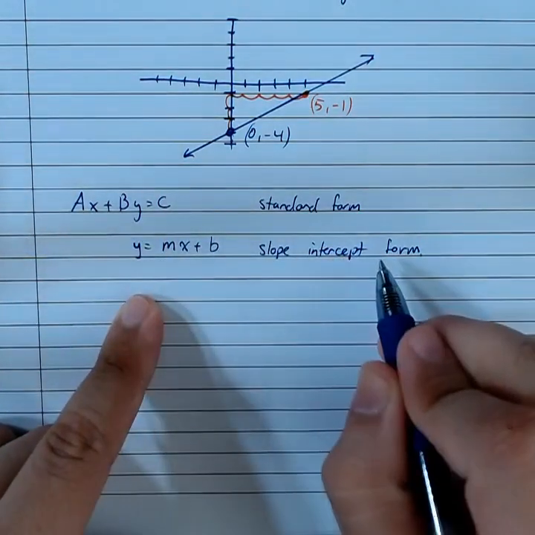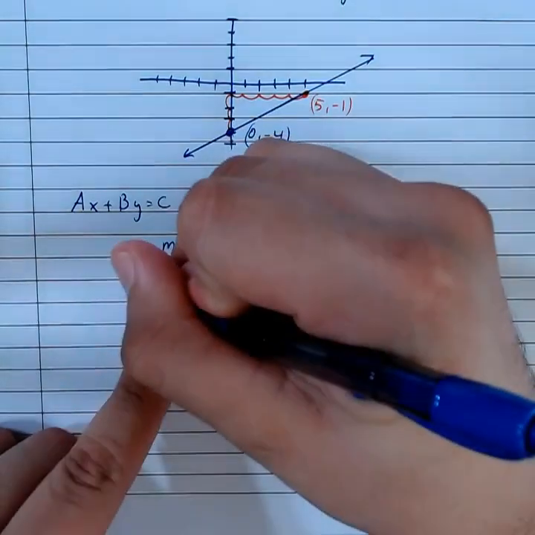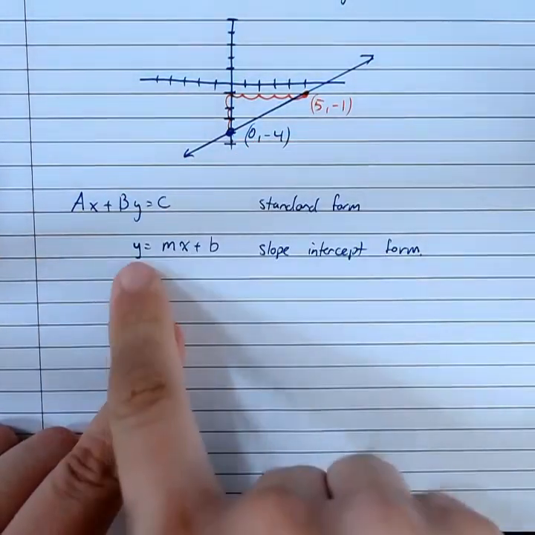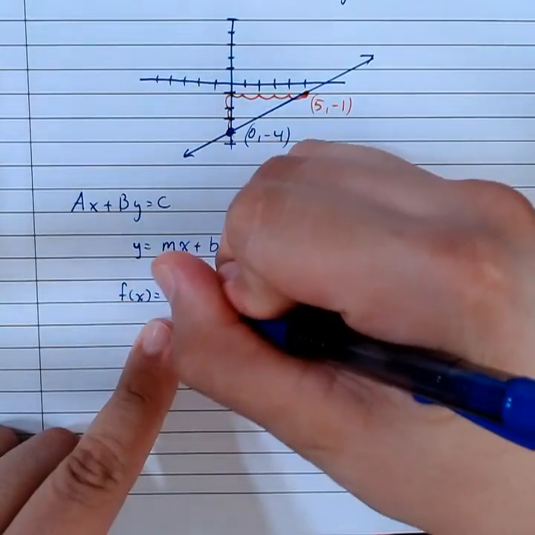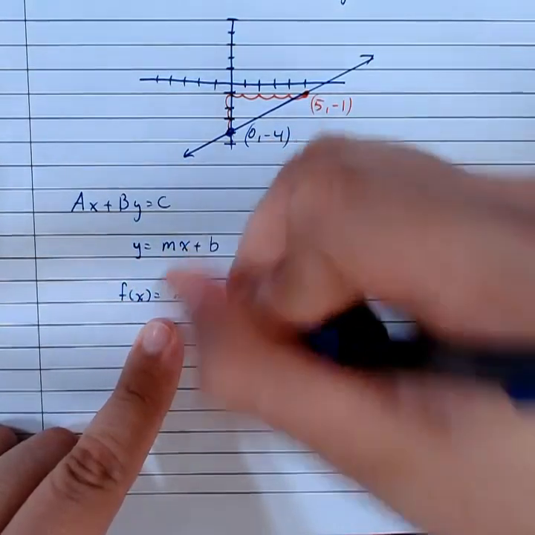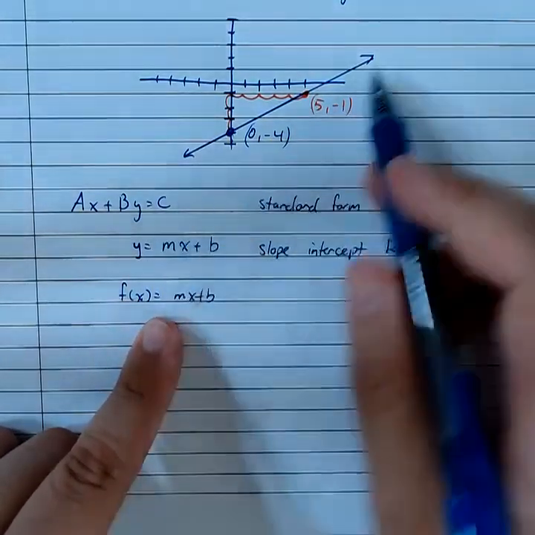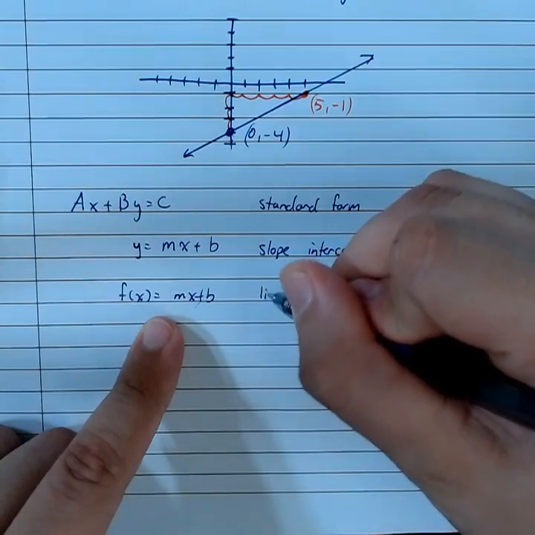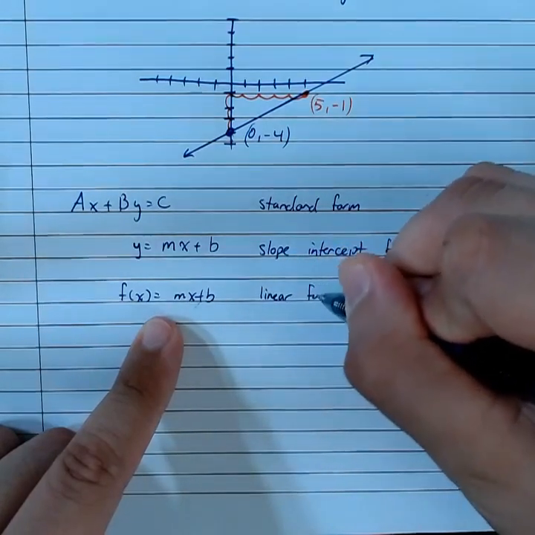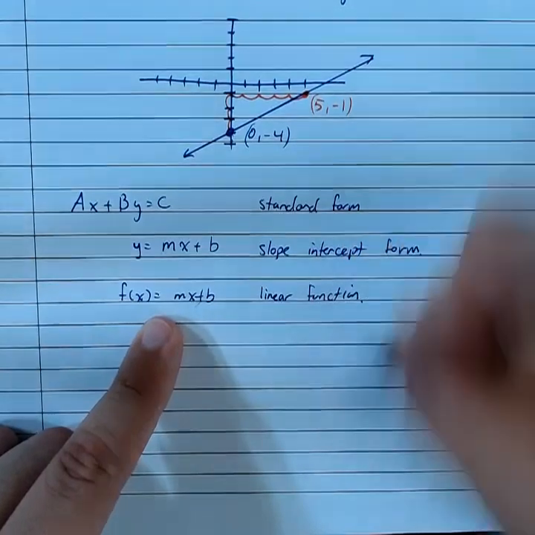If we take something that's in slope-intercept form and we write it in the function notation, instead of writing y equals mx plus b, we write f of x equals mx plus b. That is also giving us the same information, but now in functional notation, this is called a linear function. Like that.